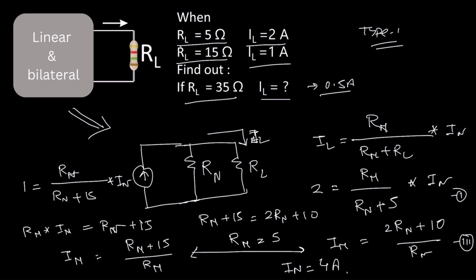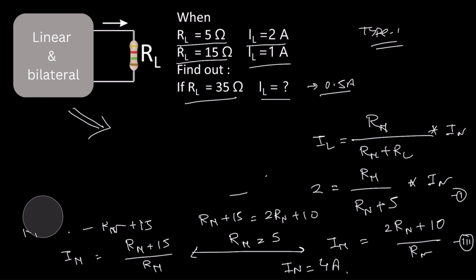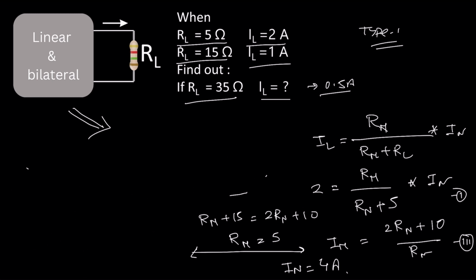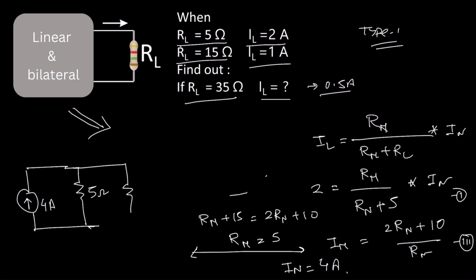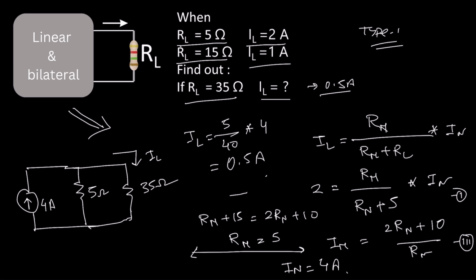So now redraw this circuit. We can write a 4 ampere current source in parallel with a 5 ohm Rn and a 35 ohm load resistance. Now they told us to calculate IL. We can write IL equals 5 by 40 into 4. From here we get 0.5 ampere. So you can see the current we got from Thevenin's theorem and Norton's theorem is exactly the same. Just the way of calculating the current is different.